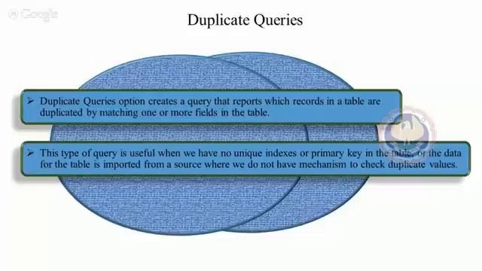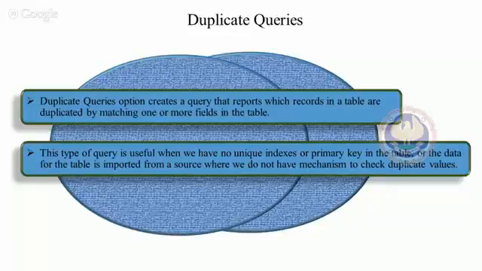Your duplicate queries option creates a query that reports which records in a table are duplicated by matching one or more fields in the table. So again, this duplicate query is the simplest through your wizard. This type of query is useful when we have no unique indexes or primary key in the table.